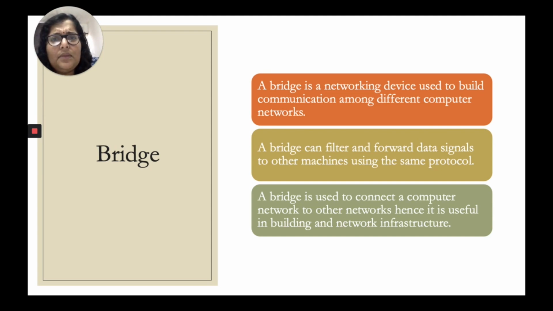Where have you seen a bridge in real life? We see bridges on top of rivers. Yes, it is used to connect one part of the land to the opposite part of the land. So it acts as a connecting medium between two pieces of land. In this case also it is the same. It is acting as a connecting place between two different types of networks.